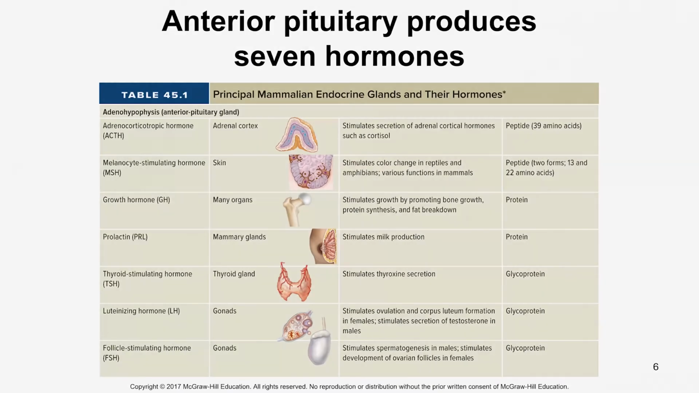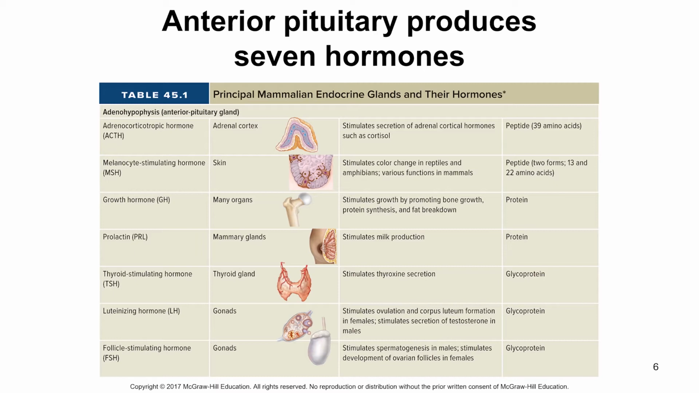Now, differing from the posterior pituitary, the anterior pituitary gland does produce hormones. In fact, it produces and releases 7 hormones. However, even though it does produce hormones, it is under the regulation of the hypothalamus, as is also the posterior pituitary.